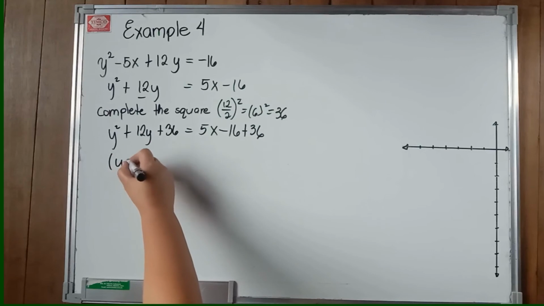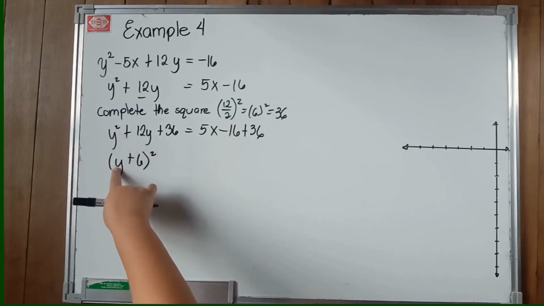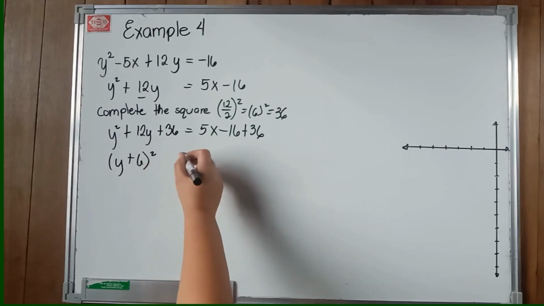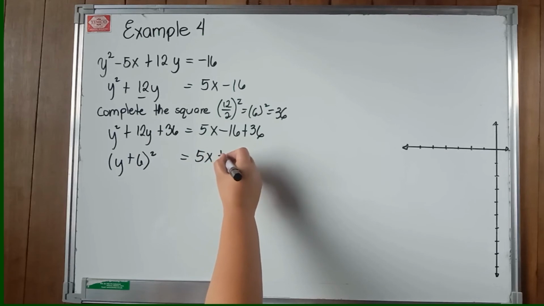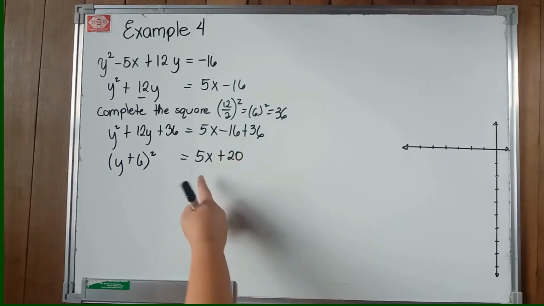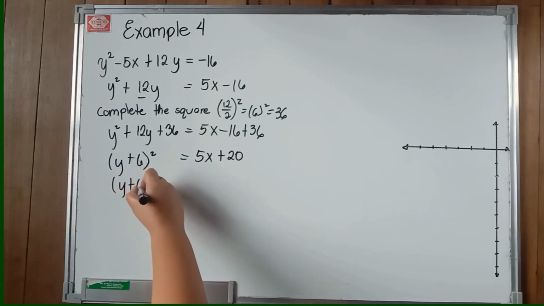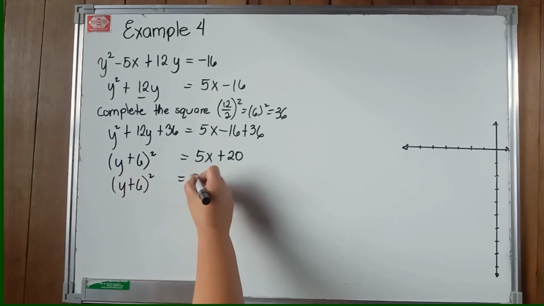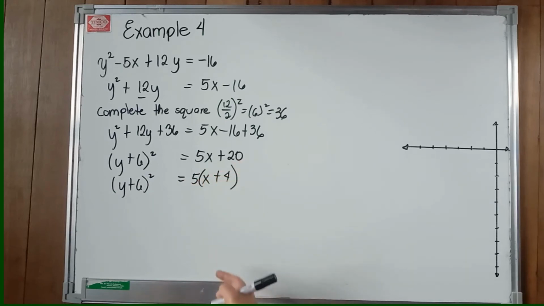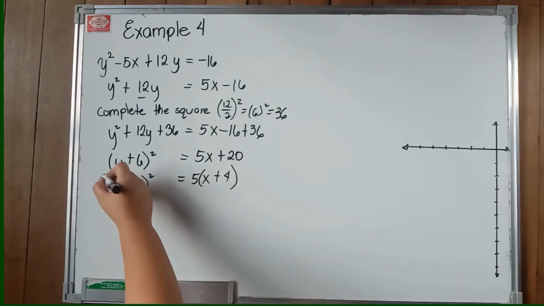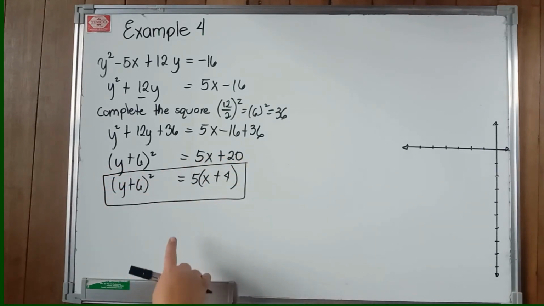Next, let's factor this perfect square trinomial. So we have (y plus 6) squared equals 5x, negative 16 plus 36 is 20. So let's factor out 5 so that we can have our latus rectum, which is 5. So 5 times the quantity (x plus 4). That is now our standard equation for our parabola.